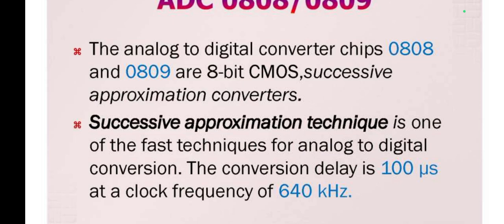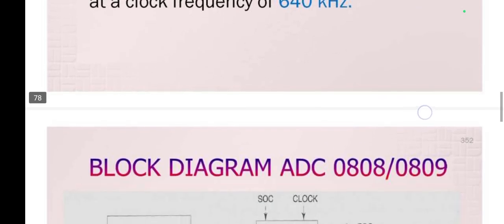Successive approximation technique is one of the fastest conversion techniques for ADC conversion. The conversion delay is 100 microseconds at a clock frequency of 640 kHz.